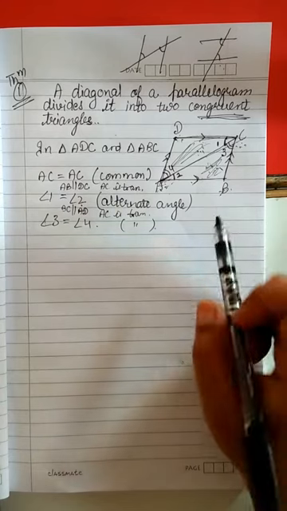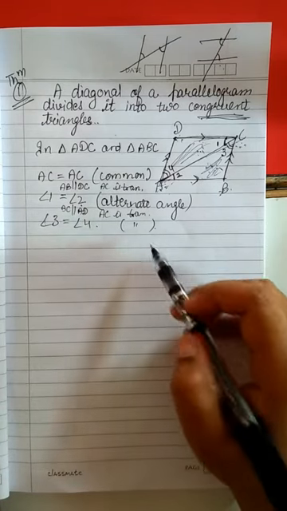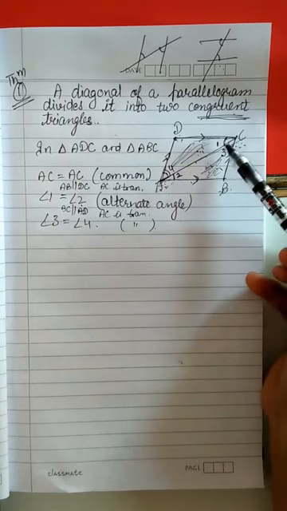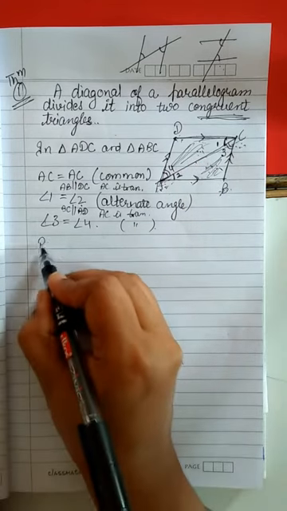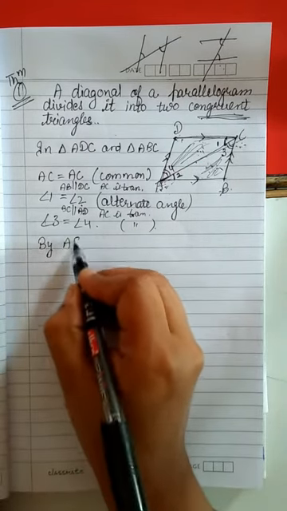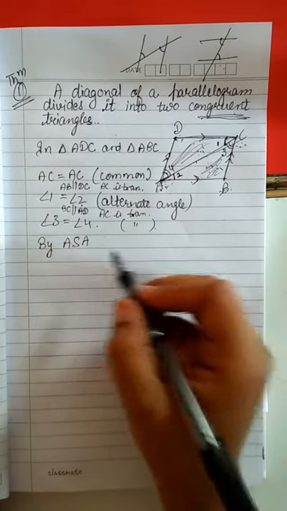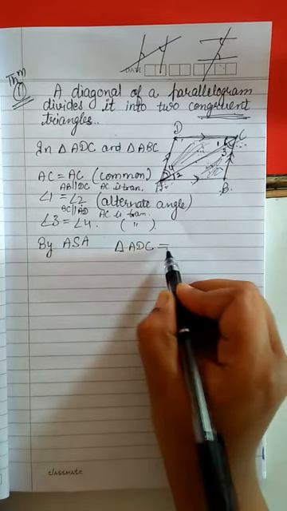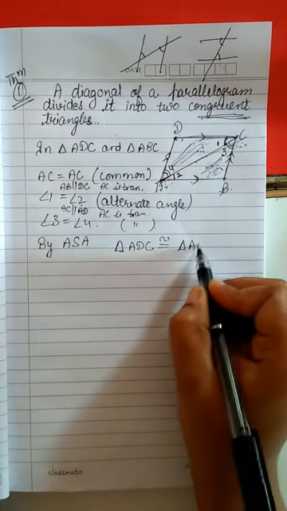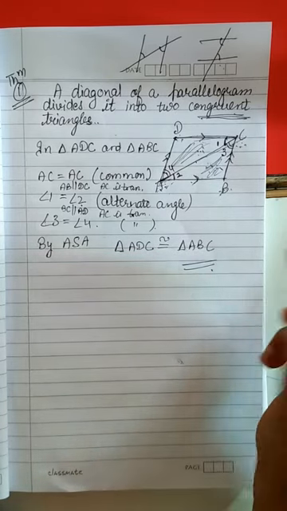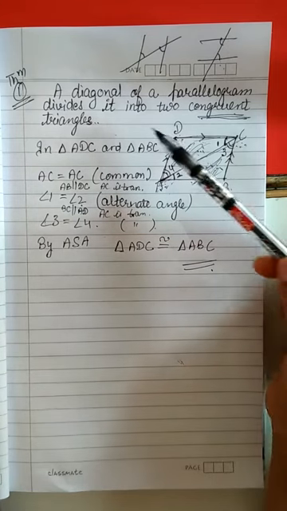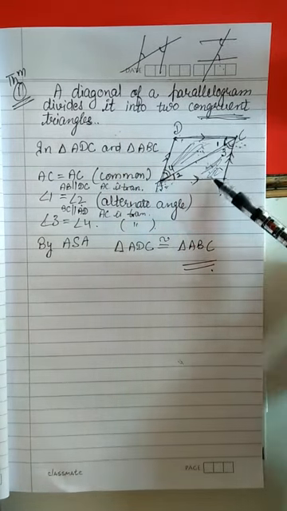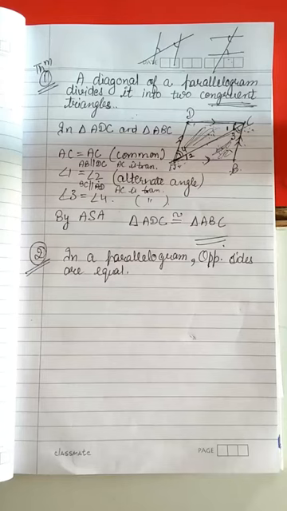So now which condition do we apply? Angle side angle. By using the angle side angle criteria, triangle ADC is congruent to triangle ABC. Clear? So remember that the diagonal of a parallelogram divides it into two congruent triangles.